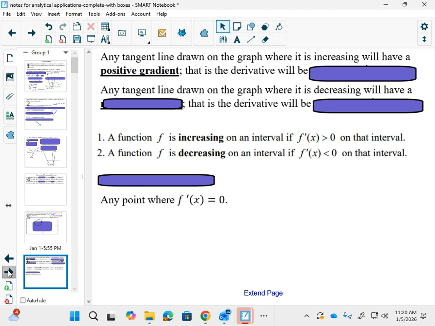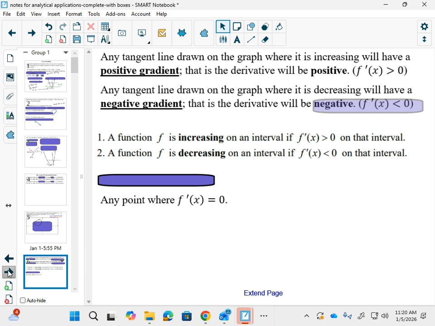So if the graph is increasing and you draw a tangent, you will always have a positive slope. And if the graph is decreasing, you will always have a negative slope. So the derivative is going to be able to find us our maximums and minimums really easy. It's also going to tell us where things are increasing and decreasing.